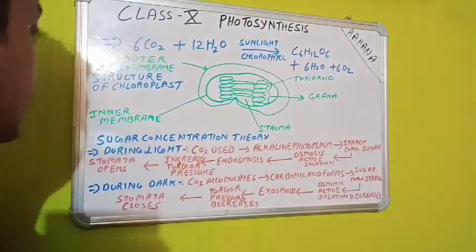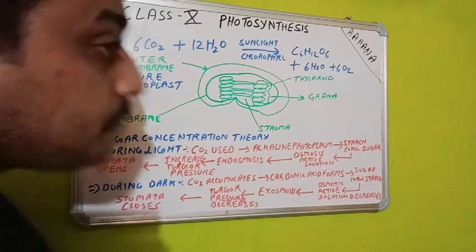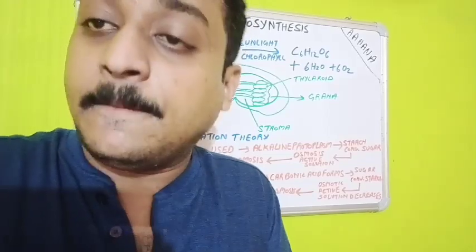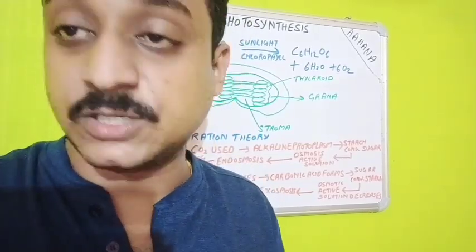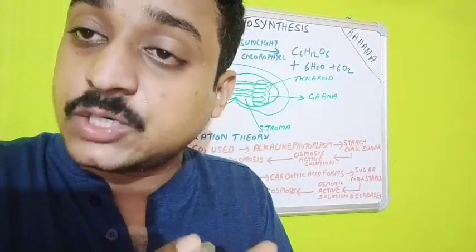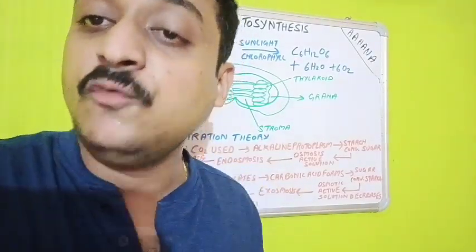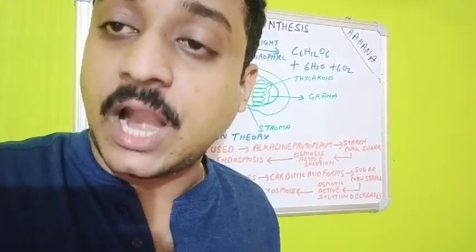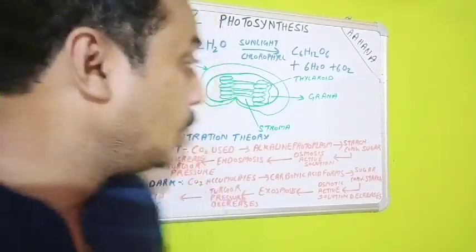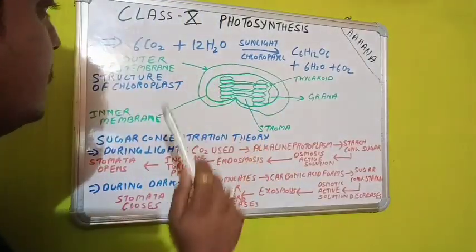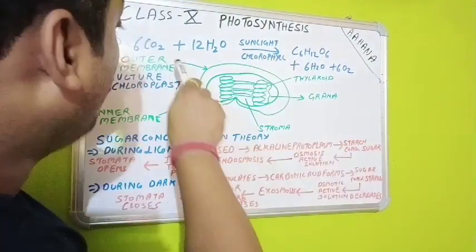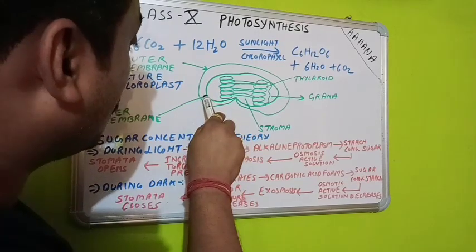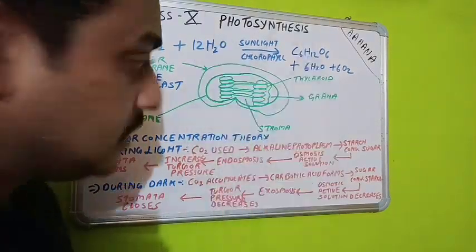Now, whenever we are talking about the structure of chloroplast, the upper layer of the leaf is called the epidermis of the leaf. When we cut that upper layer and move to the inner layer of the leaf, to the chloroplast, and have a microscopic study of the chloroplast, we will find this kind of picture. Firstly, there will be two membranes, the outer membrane and the inner membrane. This one is the inner membrane and this one is the outer membrane.